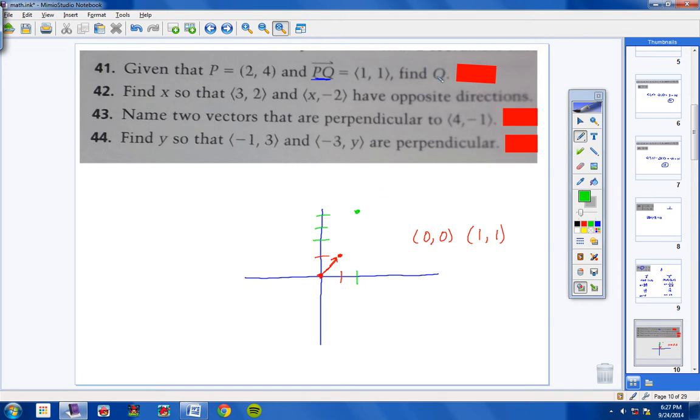Now their question is find Q. So if P started here, if vector PQ started at 2, 4, where is Q at? Q's up here somewhere. Where's it at? Well, guys, go back to your information down here. You know the length of the vector because when it's at 0, 0, you went over 1 and up 1 to get 1, 1. So do the same thing here. Add 1 to 2 and add 1 to 4, and you'll get 3, 5 right there. So there's Q. So here's P. P's 2, 4. Q would be 3, 5.